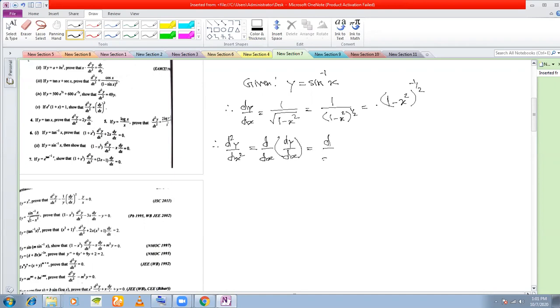which is ddx of 1 minus x squared to the power of minus half. So you get minus half into 1 minus x squared to the power of minus half minus 1. So you get minus half into 1 minus x squared to the power of minus 3 by 2. And what do you have to prove here? You need to show that 1 minus x squared d2y dx2 minus x dy dx is 0. So let us start from the left hand side. What is the left hand side?